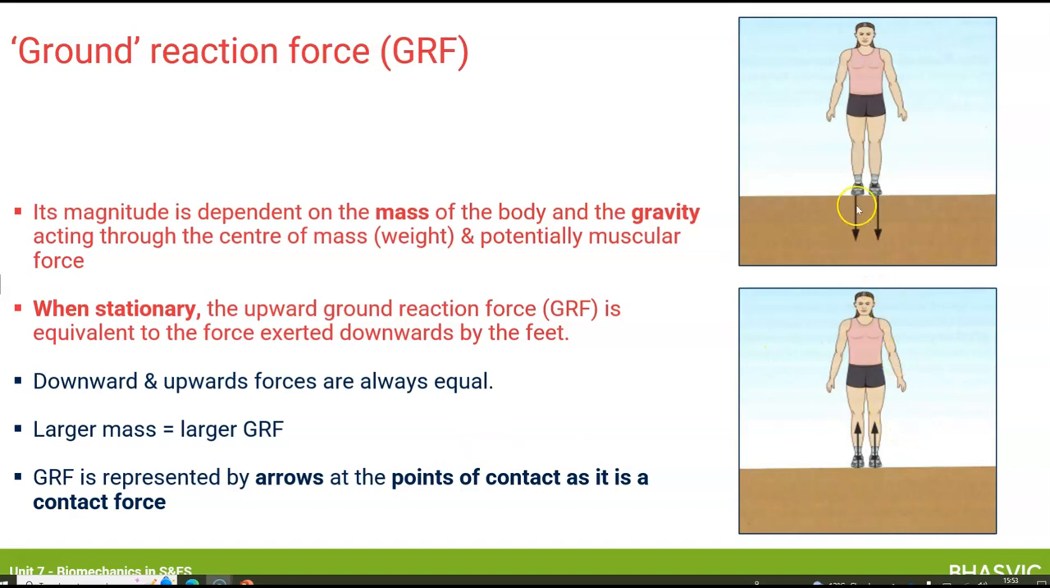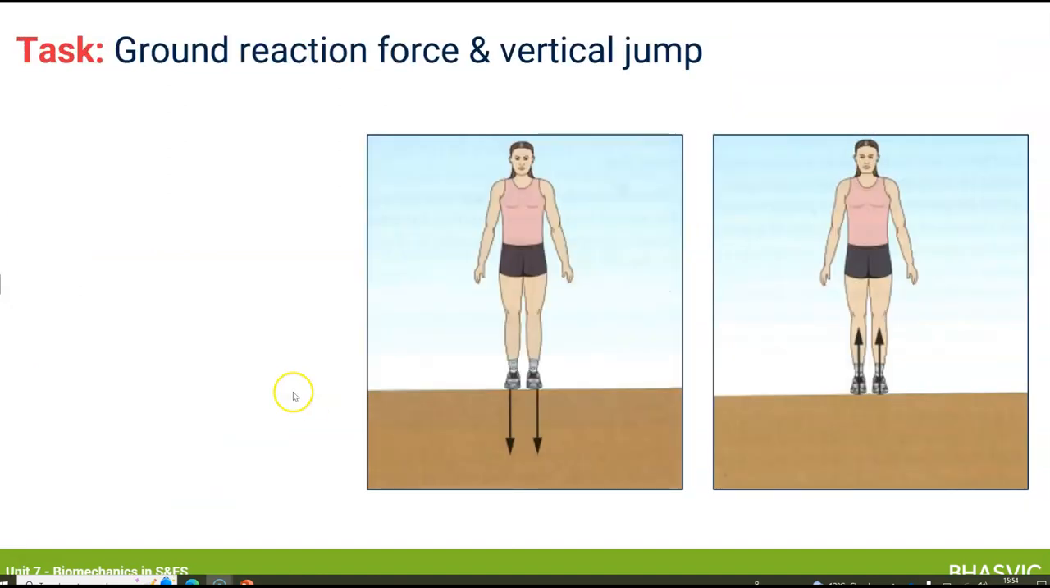I think it's key to note that these reaction forces are contact forces, so they are applied where the feet contact the ground, where the ground contacts the feet. Now, what's different about ground reaction force when we want to jump and take off from the ground?